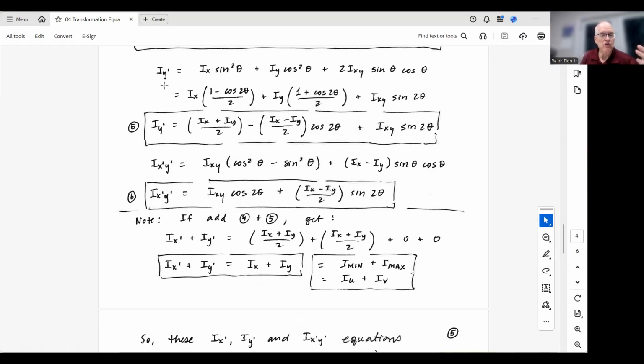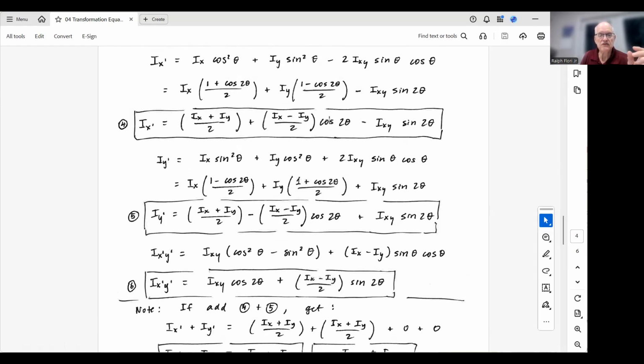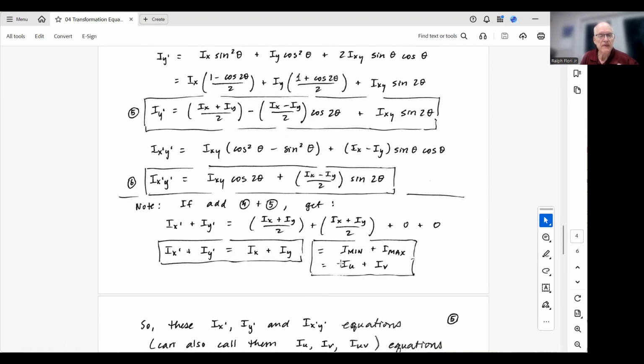If we add equations 4 and 5, the second and third terms cancel one another out, and you're left with Ix prime plus Iy prime is equal to the average plus the average, which is basically Ix plus Iy, which is what you got earlier. So that's the invariant property.